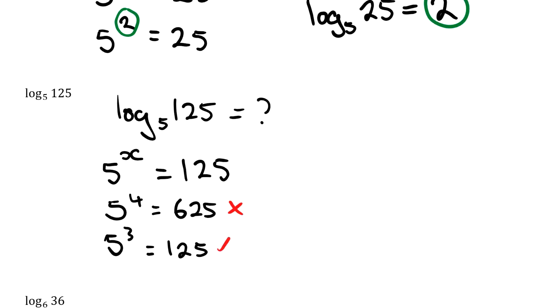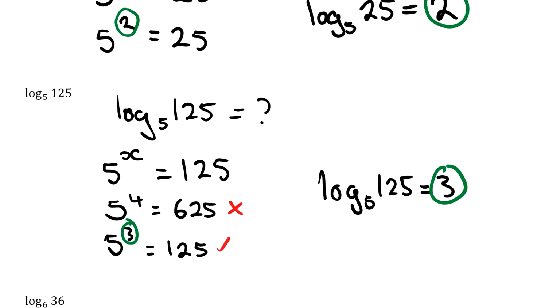Therefore, I can now write my concluding statement. So log base 5 of 125 equals my power, which was 3. Now remember, what it equals is the power, so 3.